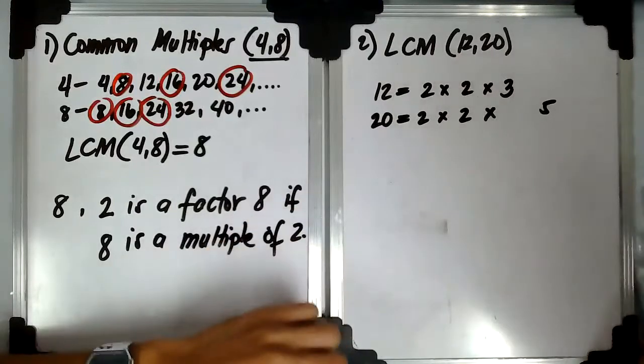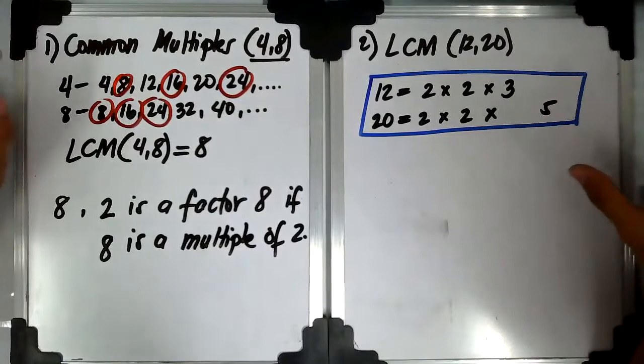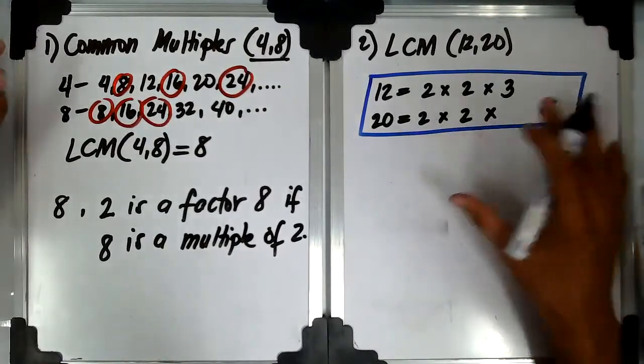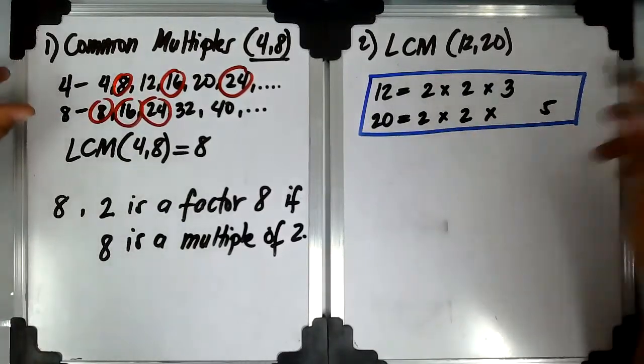Alright. By putting it in this table, we can basically get the LCM. So in here, for you to get the GCF, you just have to get the factors that are common in 12 and 20.